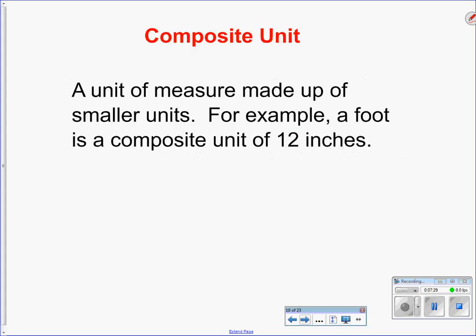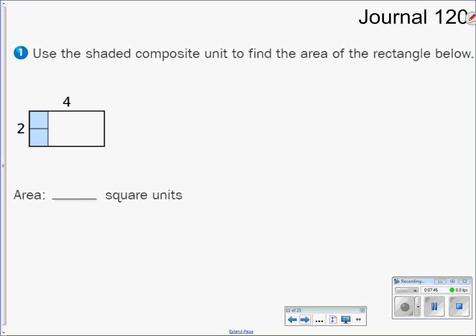All right, composite unit, which is one of the things that we were focusing on in this unit. And composite unit is just a unit of measure made up of smaller units. For example, a foot is a composite unit of 12 inches. We're going to look at this on our journal page here. So go ahead and get journal page 120 out. And if you want to hit pause to complete this, or you can stay tuned and go along as we work through these.